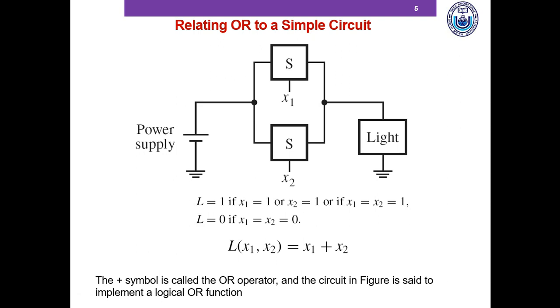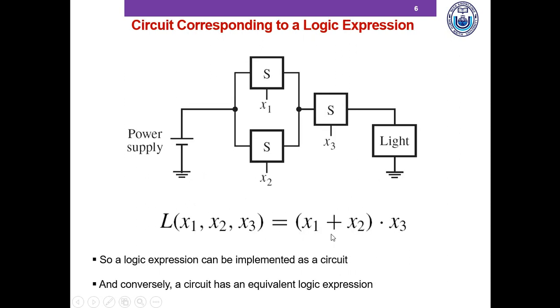Now it is important not to confuse the use of the plus symbol with its more common meaning, which is for arithmetic addition. Here it means OR. Now we can use more switches to build more complex circuits. In the series-parallel configuration here, for example, we use 3 switches to control the light. The corresponding logic function is x1 or x2, because x1 and x2 are in parallel, and the combination of x1 and x2 is in series with x3.